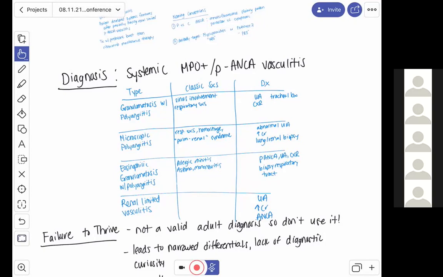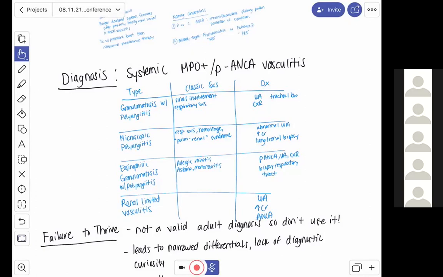Eosinophilic granulomatosis and polyangiitis. These people usually have more lung involvement. So they have rhinitis, they have asthma, they have a mononeuritis. They usually have a positive P-ANCA. Their UA, again, can be abnormal, as well as their chest x-ray. And then these folks are usually diagnosed with a respiratory tract biopsy.